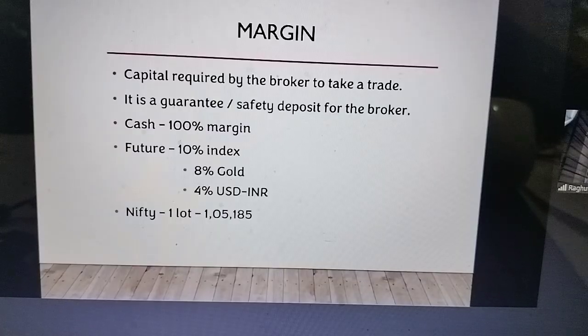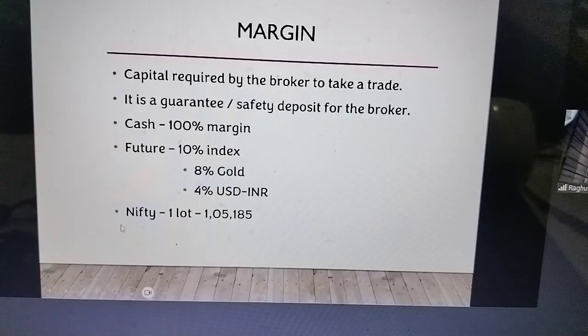If you are trading in cash, then the broker is not under any risk because we pay 100% upfront. We are buying Nifty today at 18,900. If it was as stock, then we would have paid 8 lakhs 90,000 and got 50 shares of Nifty. But since we are dealing with futures, the advantage for us is we need to keep only approximately 10% as margin in our account, and the broker will allow us to trade with that. It is approximately 8% for gold, and approximately 4% for USD and INR.